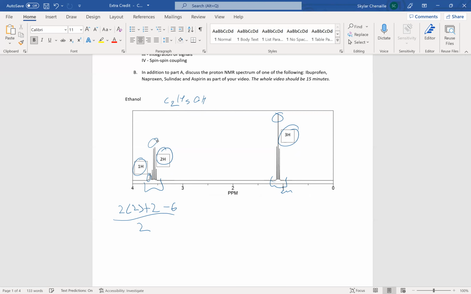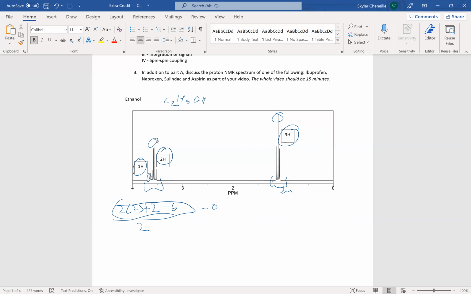You divide that by 2, but we don't really need to do that because we can see that this top part right here is going to be 0, and dividing 0 by 2, you're just going to get 0 again. So what that means is that there's no degree of unsaturation. That means this is free of rings and free of double bonds.